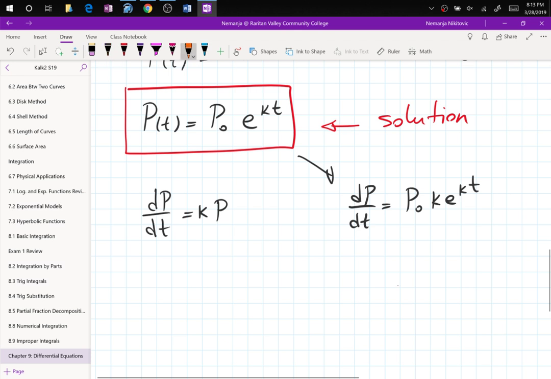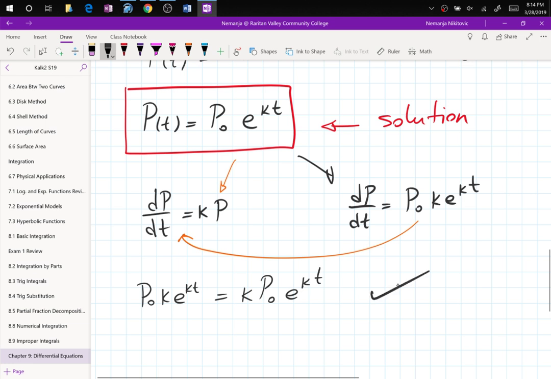So now this goes there, this goes there, and when you plug this in, you see that it works out. This is p0 k e to the kt is equal to k p0 e to the kt. They are the same. So this is the solution to the differential equations, because when you plugged it in, it worked out.